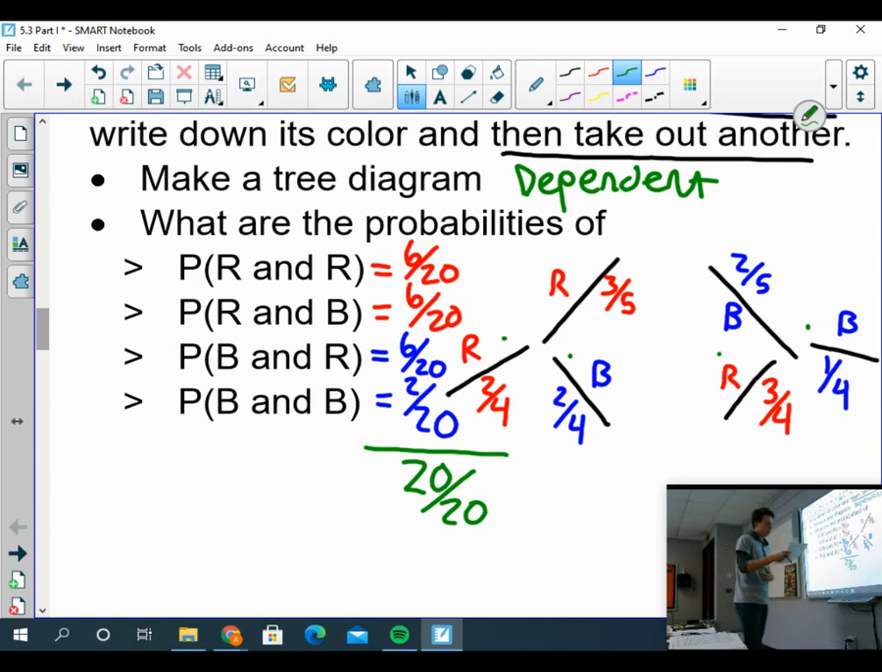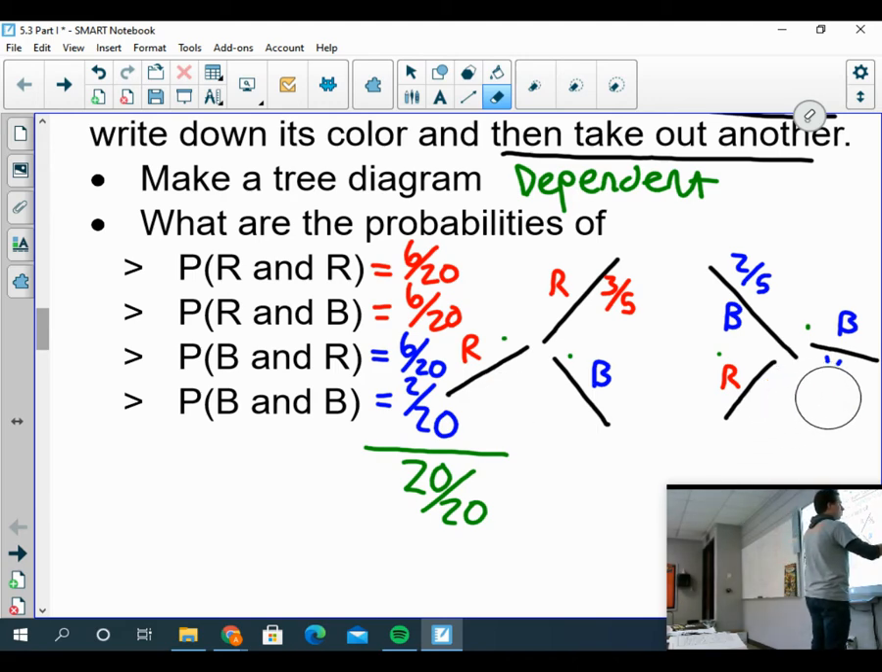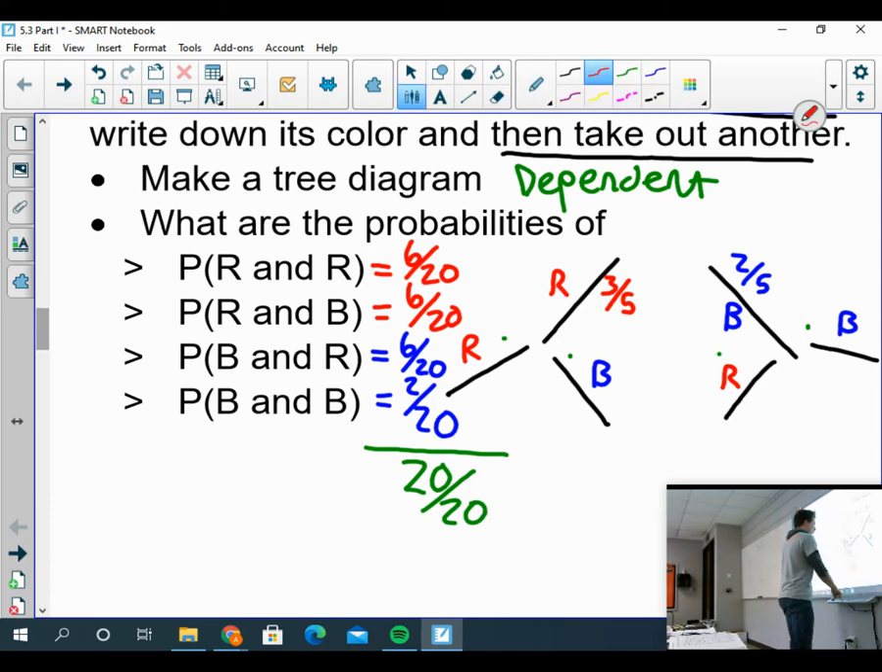The tree diagram is a very useful way for visualizing probabilities and can be really useful in solving problems. Now, what I want you to think about is how would this be different if we did replace the ball? Well, my probabilities in the first part would still stay the same. But what would change is these secondary probabilities.